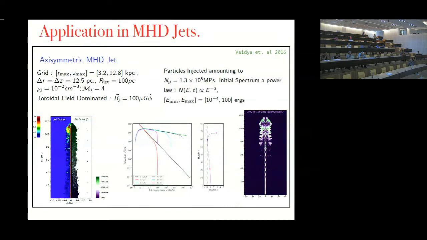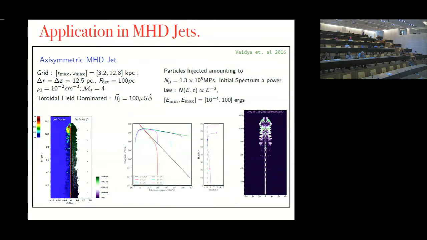For this problem, the grid extent goes from 3.2 kiloparsec to about 12.8 kiloparsec and has a good resolution. The radius of the jet is about 100 parsec at the nozzle, and the jet is underdense compared to the ambient medium. The material is injected into the medium along with the particles periodically with a sonic Mach number of 4. The magnetic field is dominated by the toroidal field, which is true in most of these jets, and has a magnitude typically of the order of 100 microgauss. The particles are injected periodically at the base with an initial power law spectra of E to the power -3, covering a large energy range of about 6 orders of magnitude.